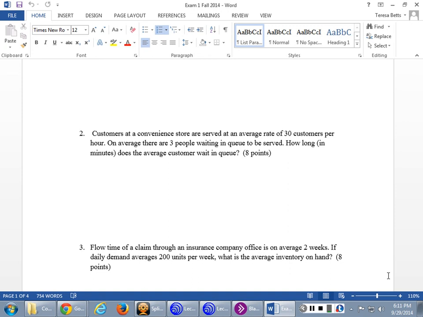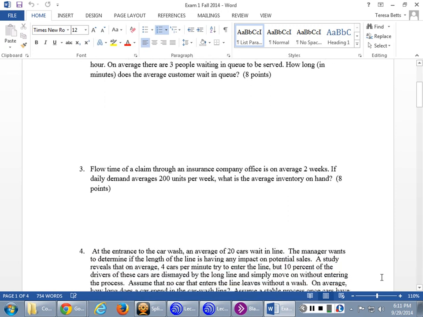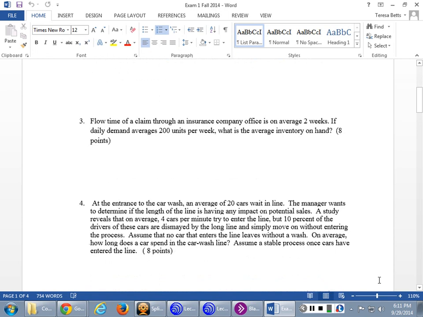Question 3. Flow time of a claim through an insurance company office is on average 2 weeks. If daily demand averages 200 per week, what is the average inventory on hand? Inventory is equal to throughput times flow time. So 200 units per week times 2 weeks. The weeks cancel out and you have 400 units, or 400 claims.